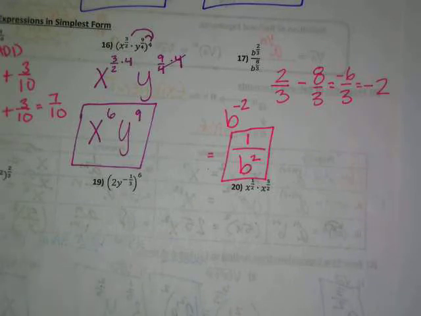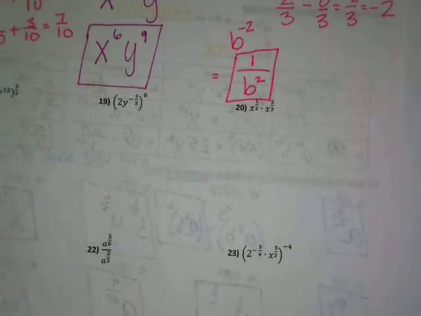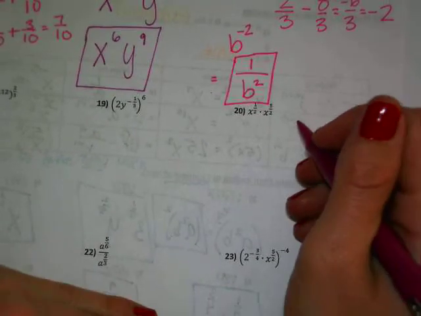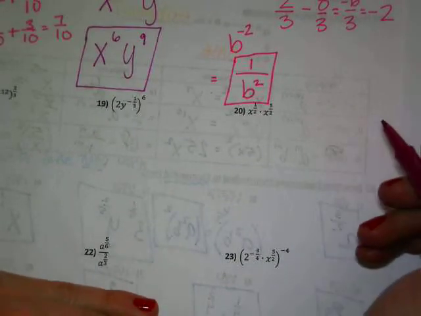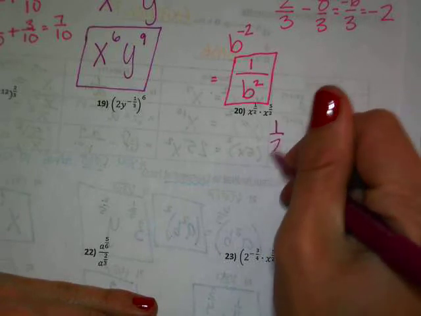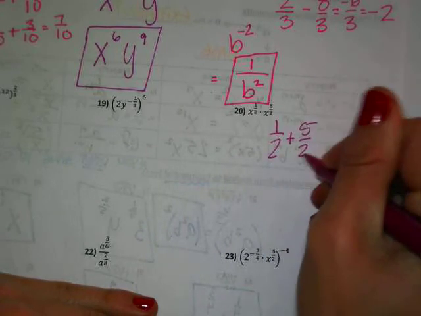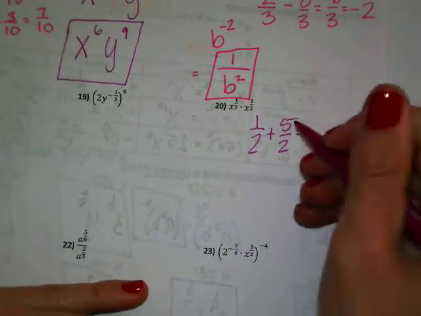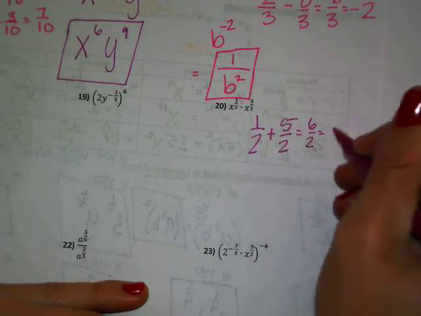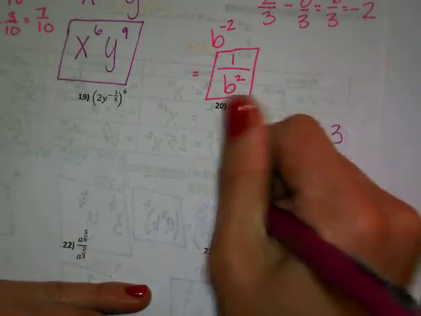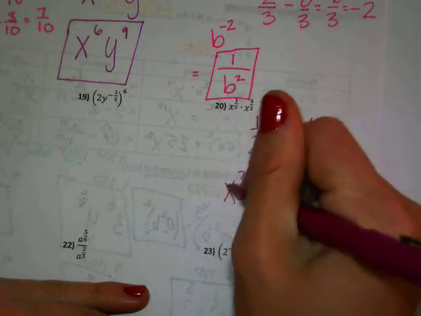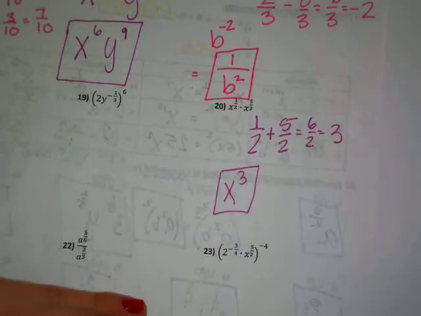All right, drop down to number 20. What do you do to your exponents? Add them. 1/2 plus 5 over 2 is what? 6 over 2, which reduces to 3. So your answer is x cubed. And that's all you got to do.